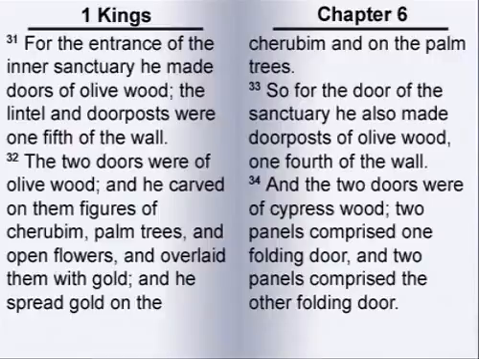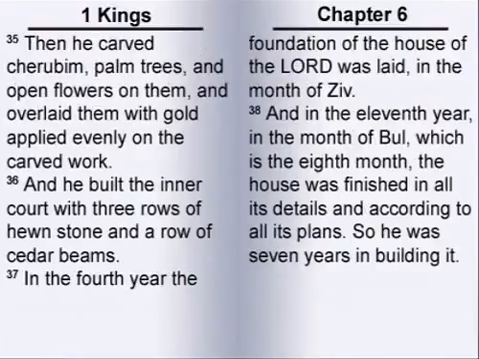So for the door of the sanctuary he also made doorposts of olive wood, 1/4 of the wall. And the 2 doors were of cypress wood. 2 panels comprised one folding door, and 2 panels comprised the other folding door. Then he carved cherubim, palm trees, and open flowers on them, and overlaid them with gold applied evenly on the carved work. And he built the inner court with the 3 rows of hewn stone and a row of cedar beams.